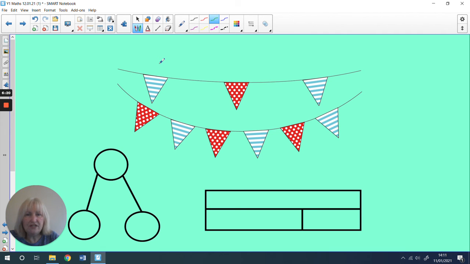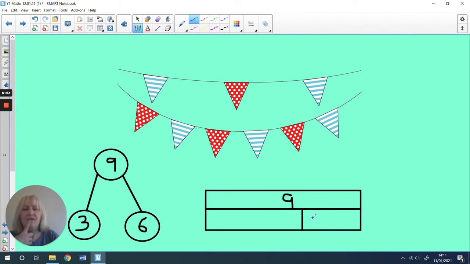This time we've got some lovely flags. We've got 1, 2, 3, 4, 5, 6, 7, 8, 9 flags. We've got a top row of flags and we've got a bottom row of flags. So maybe we would have 9 altogether, and maybe you wanted to split that up into flags at the top, 1, 2, 3, and flags underneath, 6. And then your bar model would be 9.